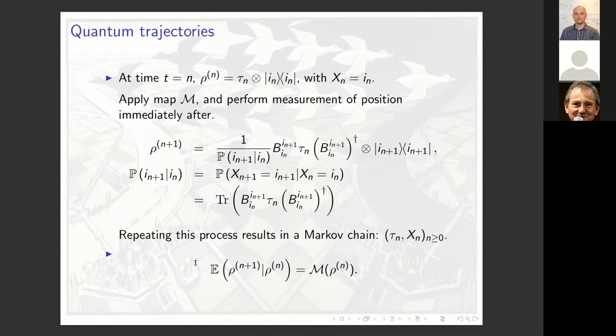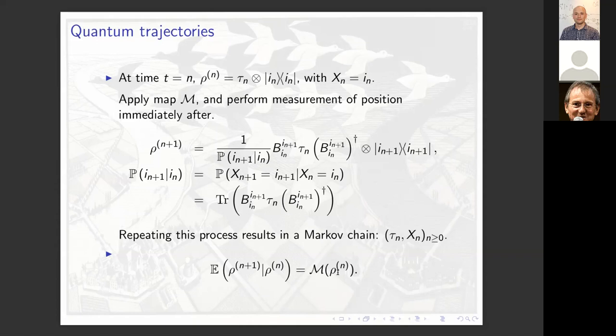What do I mean by the simulation? How do we simulate this open quantum walk with these quantum trajectories? What you can show is that the expectation value of the n+1th state, given knowledge of the nth state, is the same as applying the open quantum walk map to rho n. That's a nice little thing to know.